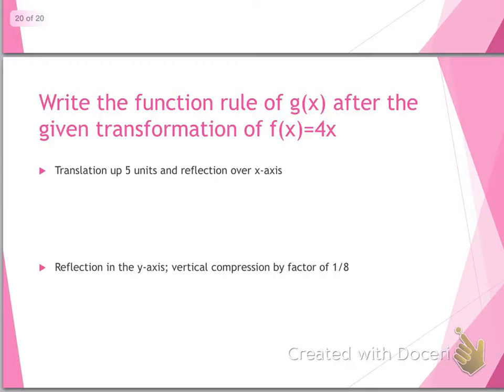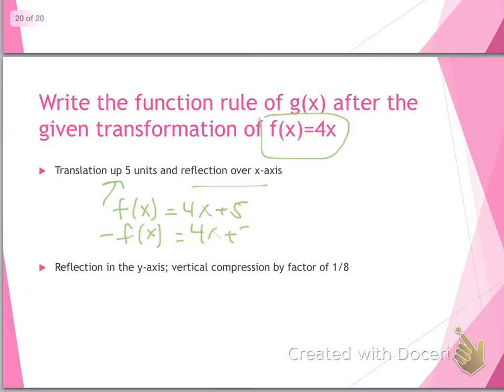Okay, write the function rule of g of x. If f of x, so here is my parent function, is 4x. So we translate up 5 units and reflect over the x-axis. So if we're going up 5 units, we should be adding it on. So I have f of x is equal to 4x plus 5, and then we need to reflect it over the x-axis. So we need to make this negative, which is going to flip all of our signs. Okay, so our end game should be g of x, so my final equation is g of x is equal to, we divide everything by negative 1, so negative 4x minus 5.